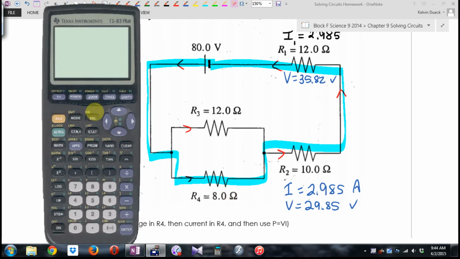So tell me what to type on my calculator, please. Since you didn't bring one, what am I going to type? I'll give you a hint. 80 minus this has got to be 14.33.